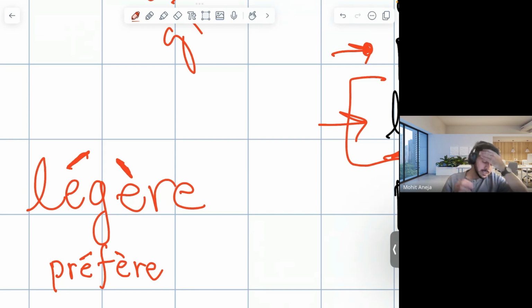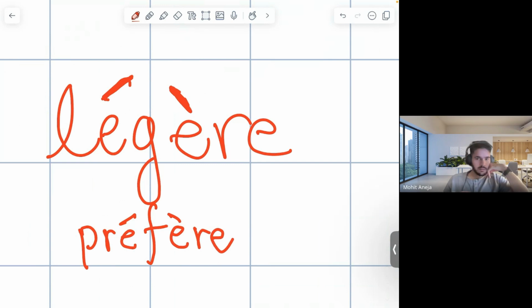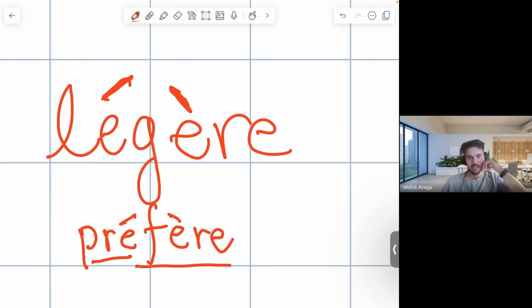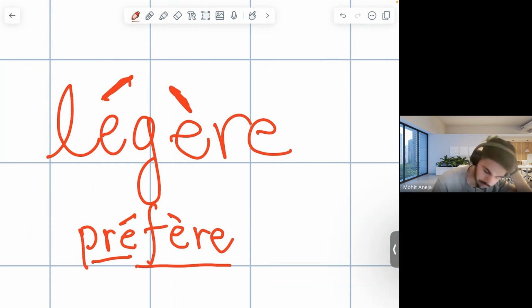So, Desika, please say the next word for me. It is written below. Préféré. No, no, no, préfère. It's not. Can you say that again once more? Slow down. Préfère. No, it's prêt, then faire. Préfère. Prêt, faire. Yes. Kriti, can you say the second word? Préfère. Yes, very nice.